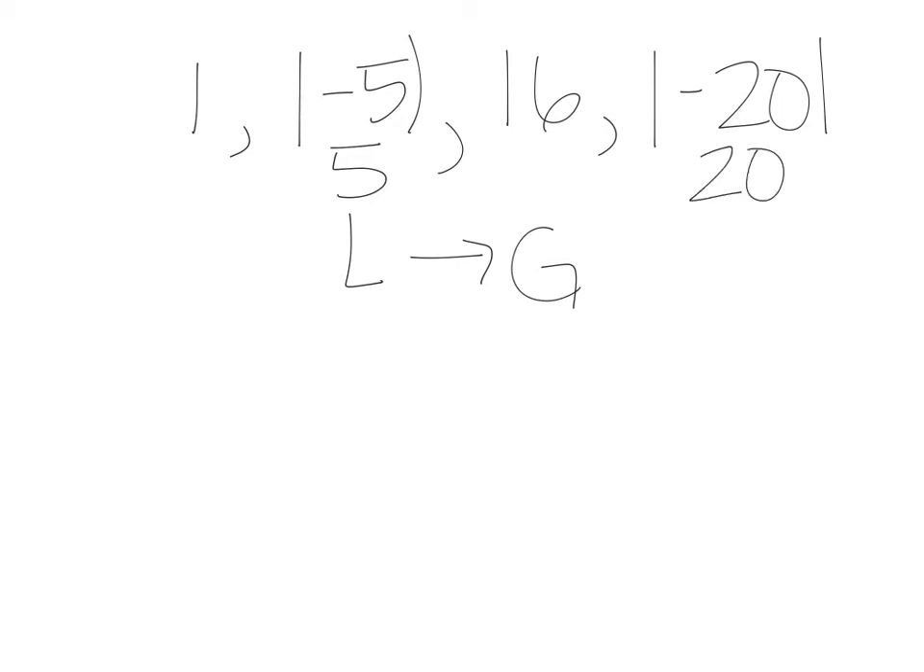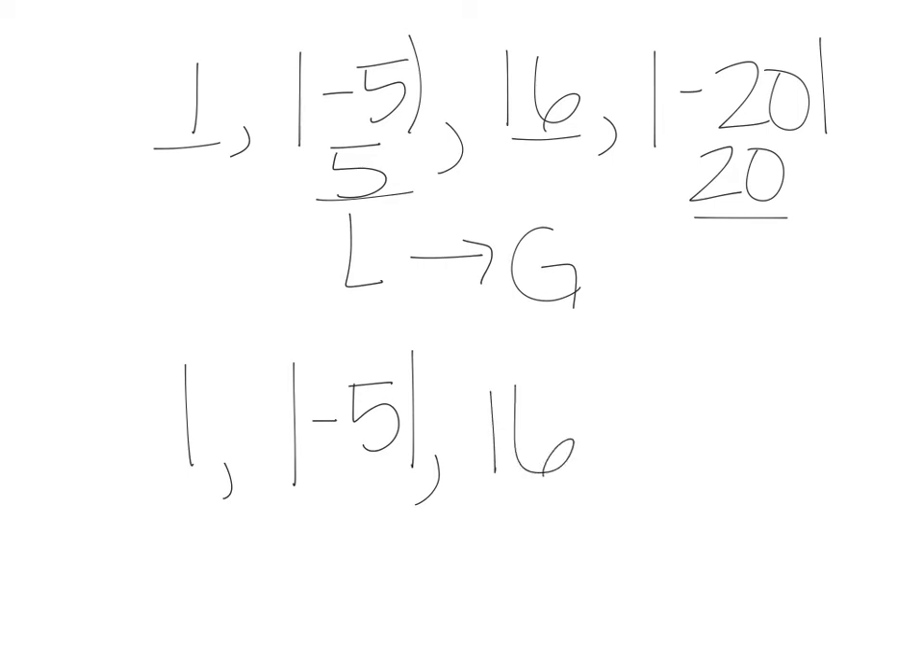So now let's go ahead and look at 1, 5, 16, and 20. Put them in order from least to greatest. So first is going to be 1. And then I notice that the absolute value of -5 is going to come second. And then we have 16. And then our largest is going to be the absolute value of -20.